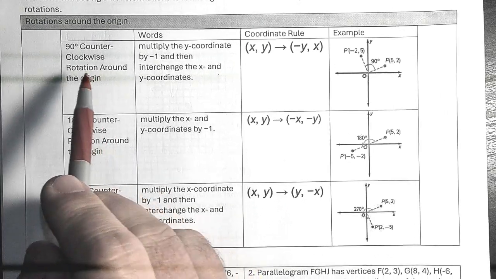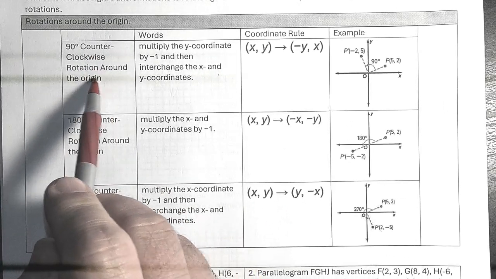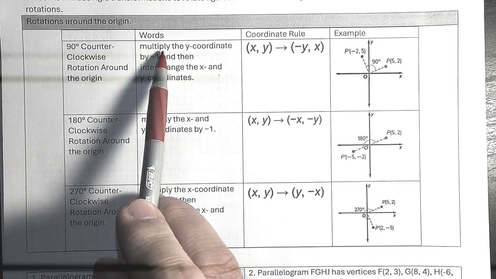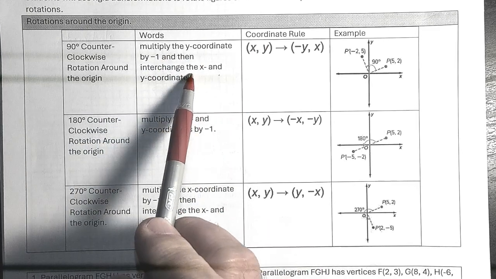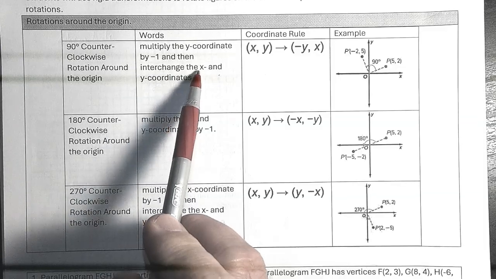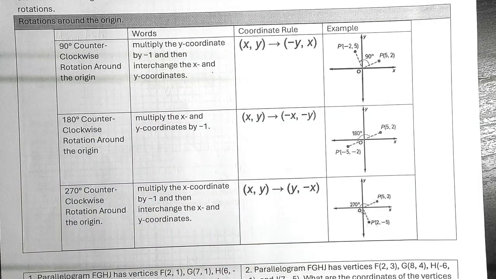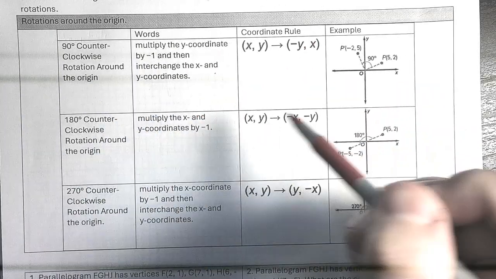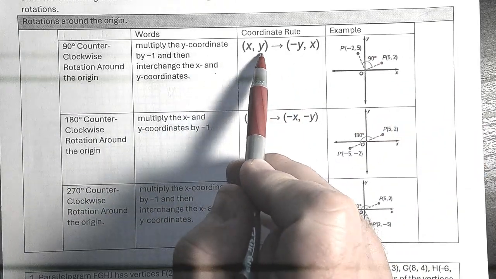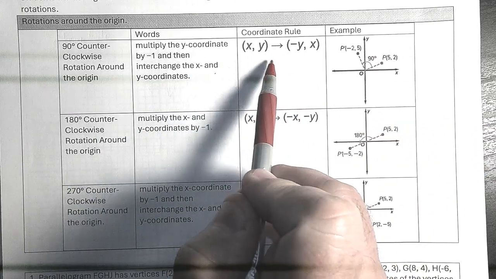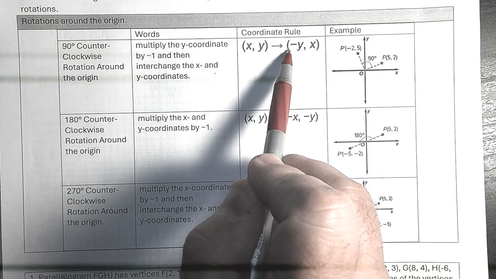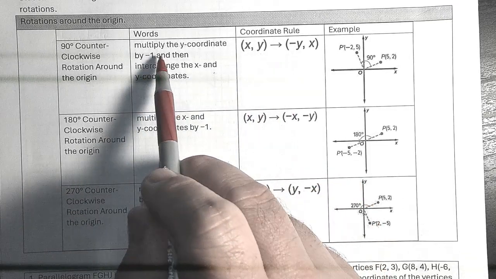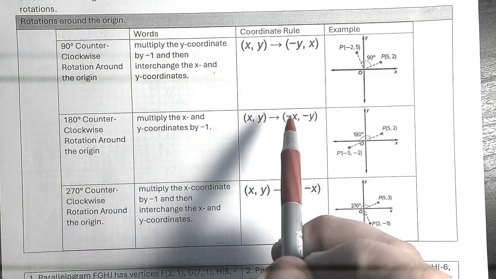All right, so a 90-degree counterclockwise rotation around the origin. You are going to multiply the y-coordinate by -1, and then we interchange, or flip-flop, x and y. This is how they word it. So basically, x comma y, whatever point they give you, we're going to flip-flop x and y, but we're going to take the opposite, or multiply the y-coordinate by -1.